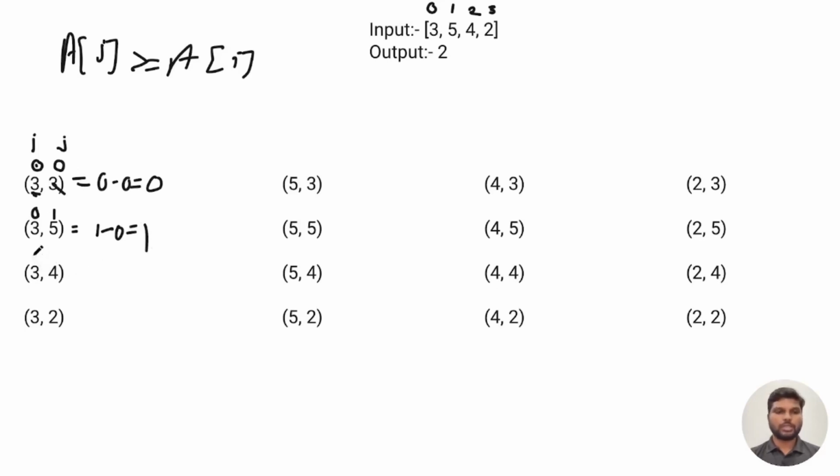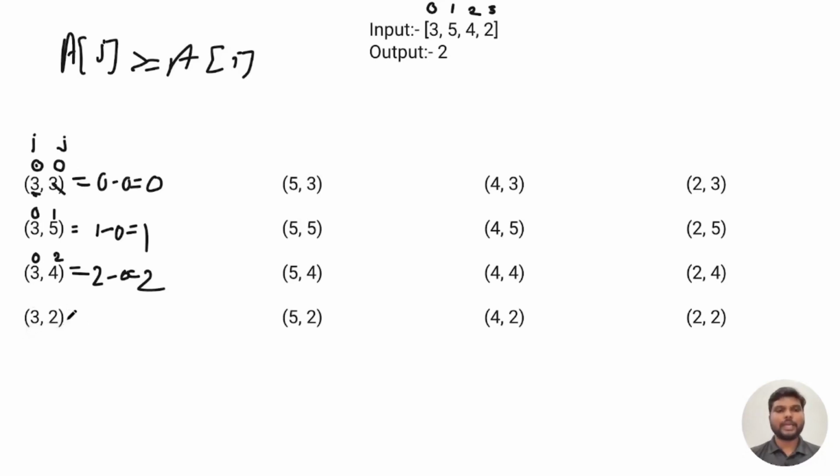Let's do this again for the next number, with indexes 0 and 2, right? Is A of j greater than or equal to A of i? True, 4 is greater than or equal to 3. So let's calculate the difference of indexes: 2 minus 0. Okay, now let's see this pair 3, 2.